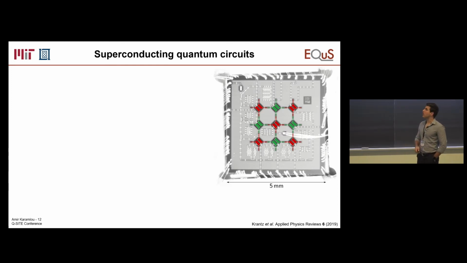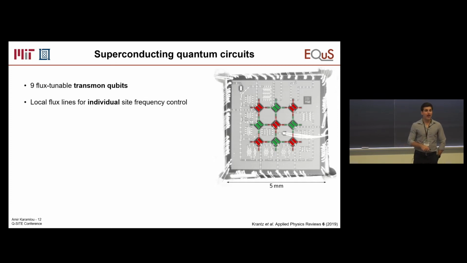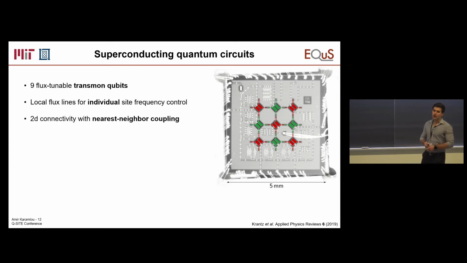The superconducting quantum processor that we've used for the experiments I'm going to talk about is this 3x3, 9 qubit sample. So we have 9 flux-tunable transmon qubits. And then we have a local flux line for each site, which allows for individual site frequency control. And again, I told you that we can tune the qubit frequency on the order of nanoseconds, which is very fast. And finally, it is in a 2D grid. So we have 2D connectivity with nearest neighbor coupling.